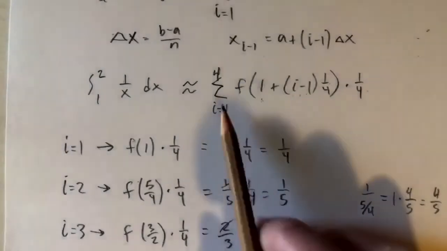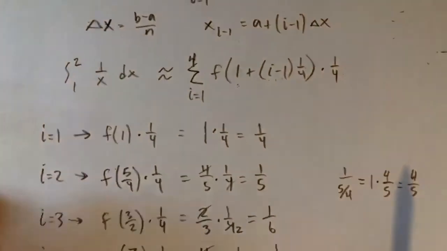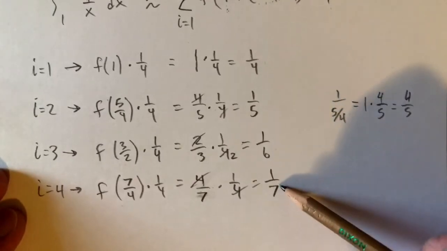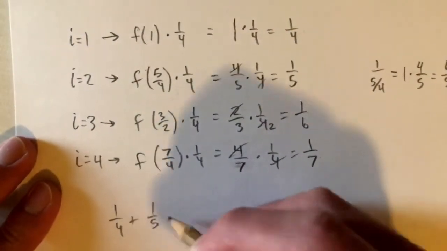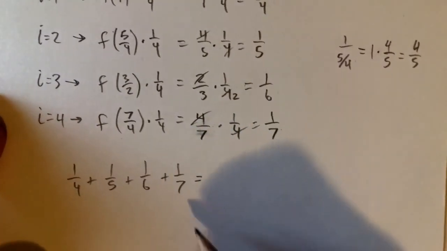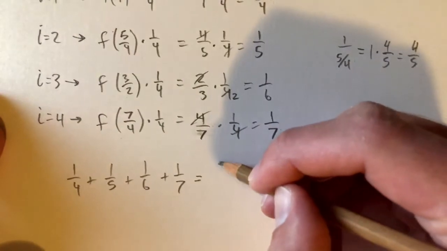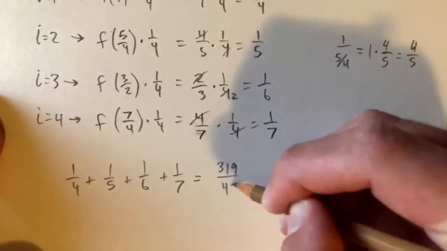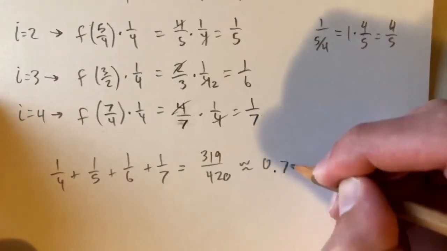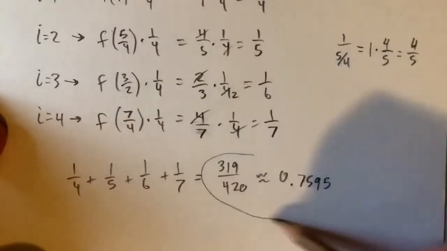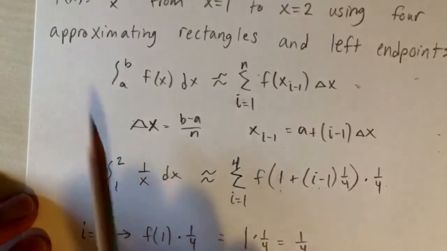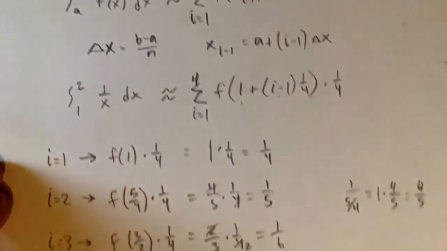Now we have to consider that we're taking the sum of all these terms. So all we have to do is add up 1/4 plus 1/5 plus 1/6 plus 1/7. I'm not going to go through all the computation of figuring out this sum, but if you plug that into a calculator, you'll get 319 over 420, which is about 0.7595. So that's our approximation of this integral, or the area under this function from x equals 1 to 2, using the left endpoint rule.